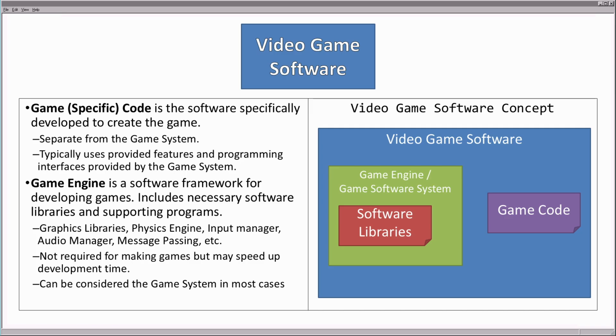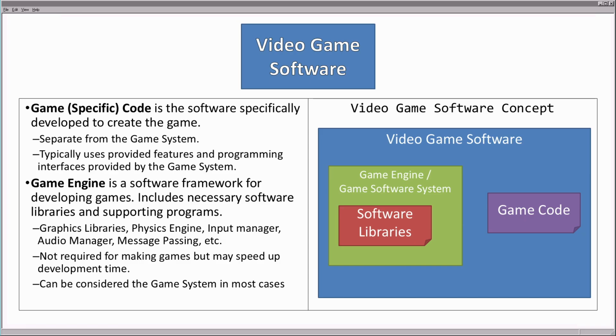A game engine provides many of the features common in most modern games. We do not need a game engine to make a game, but as a developer, it can speed up the process. We keep in mind that game-specific code is the software specifically developed to create a game. It is separate from the game software system. Most commonly, it uses features and programming interfaces provided by the game system.